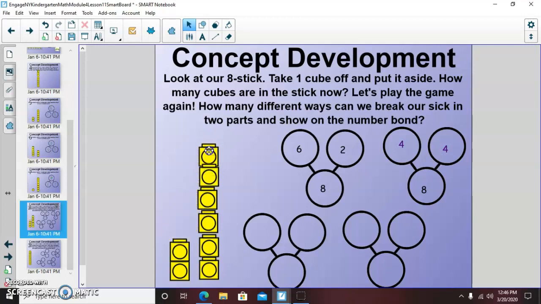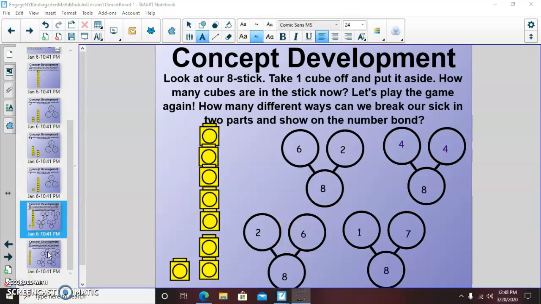Oh, this one's tricky. See if you can do this one. Pause me, go ahead and fill in that number bond now. All right, let's see what you got. So for our first part, we have 1, 2. Very good. So I put the 2 right there. And then we have 1, 2, 3, 4, 5, 6. Very good. And our whole is 8. Okay. Go ahead and try this one now.